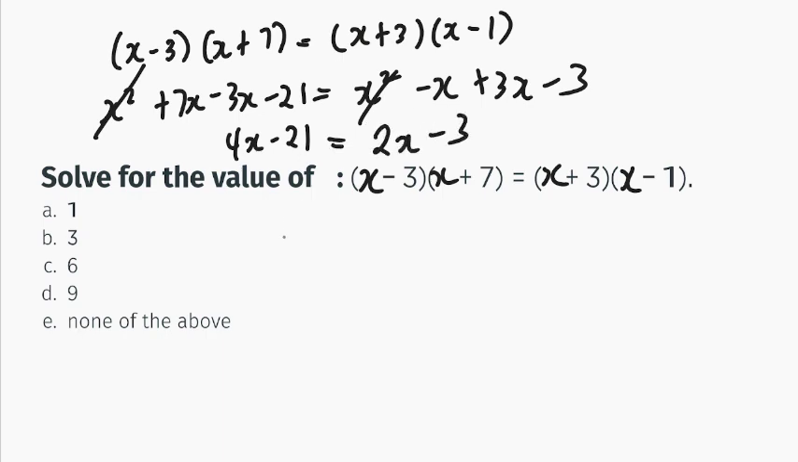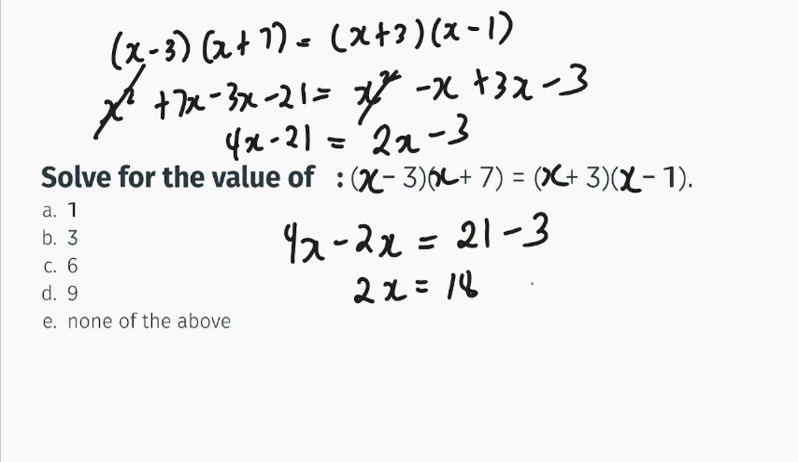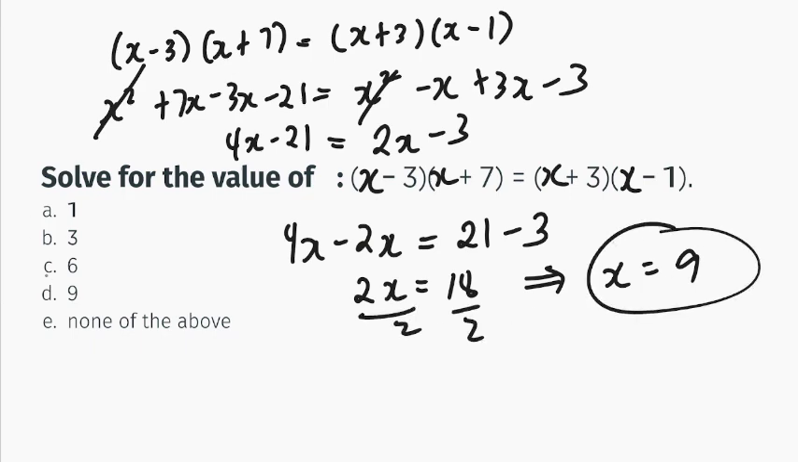And we isolate those with variables, and we get 21 minus 3 on the other side. This will become 2x equals 18. This will imply that x equals 9 because when we divide by 2, we get this. So the value of x here is letter D, which is 9.